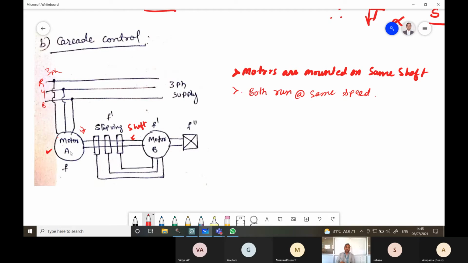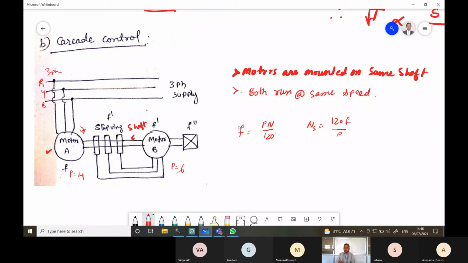The number of poles present in motor A and in motor B is different. Suppose motor A has 4 poles and motor B has 6 poles. Then the frequency is going to change, because the synchronous speed Ns is equal to 120 f divided by P. In both cases the speed will be constant, because both are connected to the same shaft.